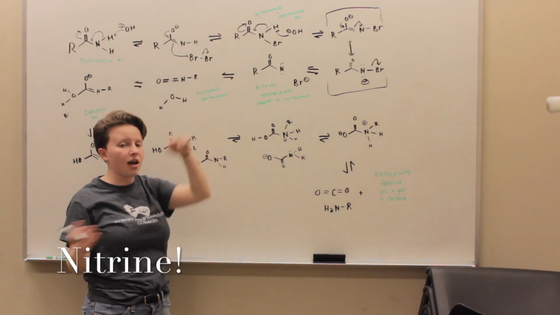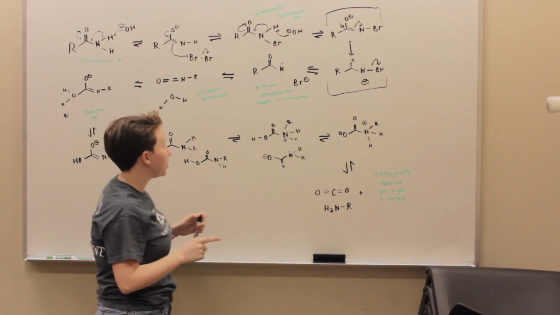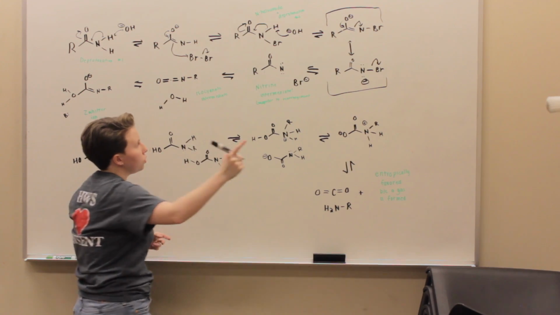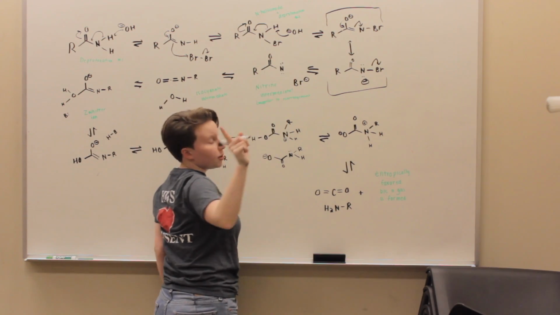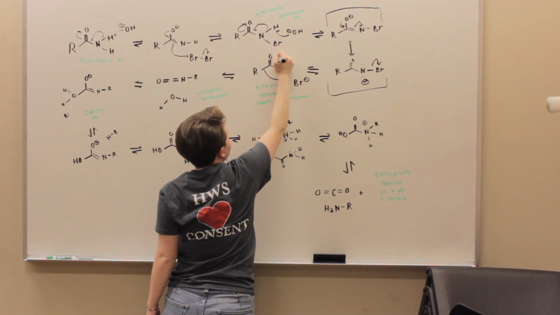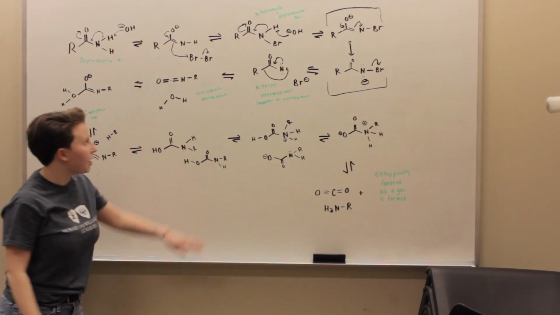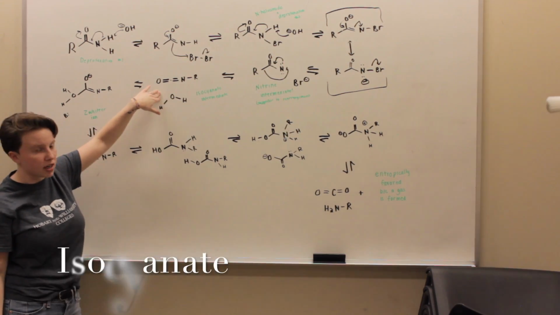A nitrene intermediate has an empty orbital where there are no electrons, which it wants to be filled. So let's do that. It's called a rearrangement. This is where the Hofmann rearrangement comes in. And that allows us to form an isocyanate intermediate.